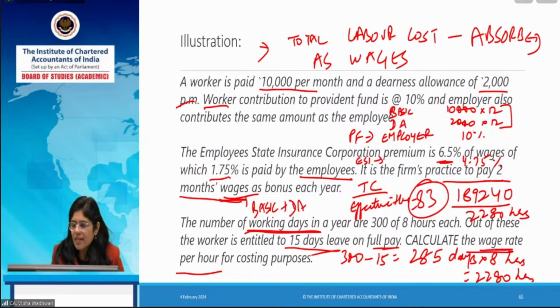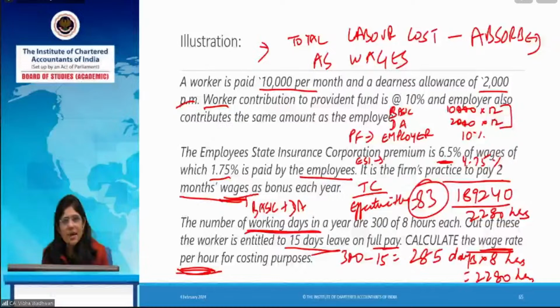If they are asking the wage rate per hour, that means you have to assume that we absorb it as a direct wage rate only. Otherwise, they would ask how much is the direct cost and how much is the overhead. So through the language of the question, you will be able to understand. In that case, the employer contribution you will take to overheads. Clear? The holiday pay, you will take to overheads. So from the language of the question, it will be clear to you.